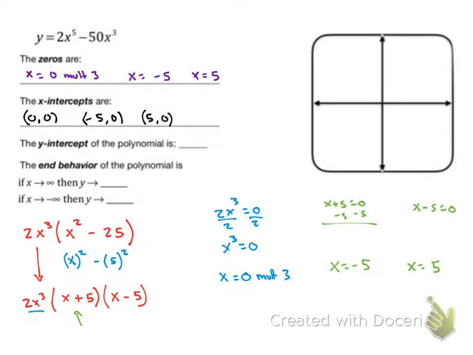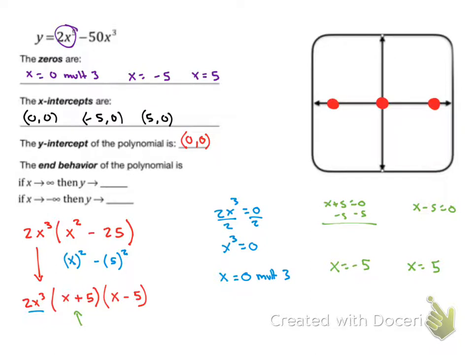Okay, so let's graph those points. Not in white. Here's (0, 0), (negative 5, 0), and (5, 0). And for our y-intercept, we plug in 0. As soon as you plug in 0, it zeroes out everything, and you can use your calculator to confirm this. When you plug in 0, you get 0.